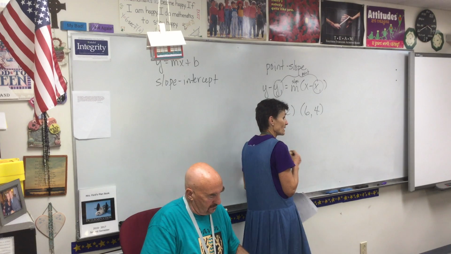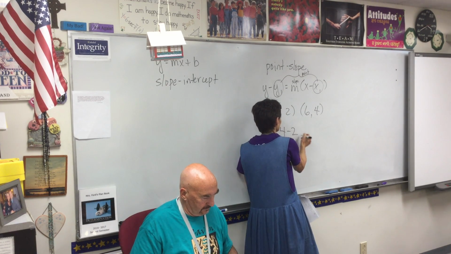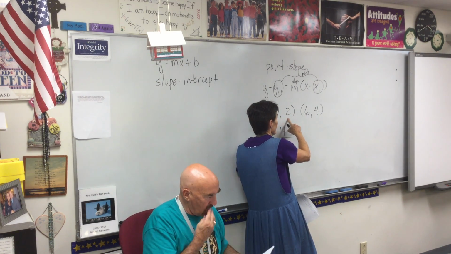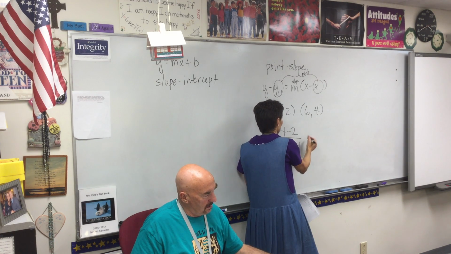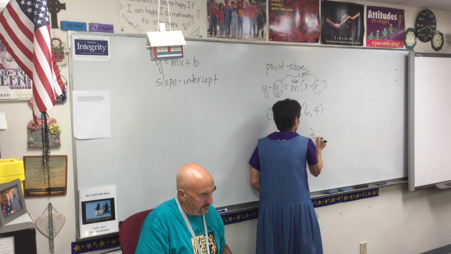So here we go. Who remembers how to find slope? y2 minus y1. So subtract my y's. So I can take 4 minus 2. And then x2 minus x1, so 6 minus -1. So what does that slope work out to be? 2 over 7.